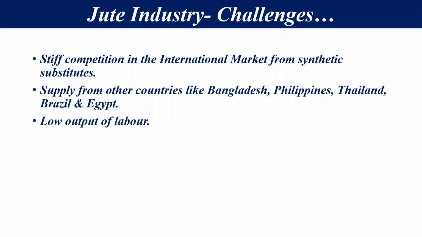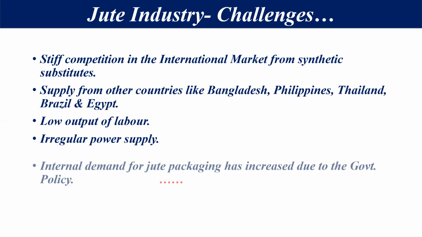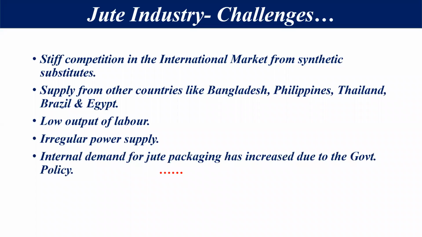Now, next thing is low output of labor. Because much of the work is done manually, the output of the labor is very low. And this is the most important thing, irregular power supply. Most of the work is done by power driven machines also, and there are great power breaks. So irregular power supply also leads to low productivity.